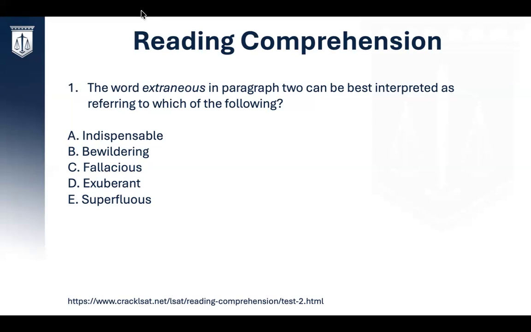Indispensable means the opposite of extraneous, right? Indispensable means you have to have it. Extraneous means it's additional, extra. Bewildering means confusing and is not relevant in the context of the sentence. Choice C is incorrect because fallacious means false or wrong. And D is wrong because the prefix of the word is the same, X, right? Which is meant to trick you. But exuberant means elated or enthusiastic and is irrelevant to the context of the sentence. Extraneous most nearly means superfluous, and superfluous means trivial, additional, extra, not essential.